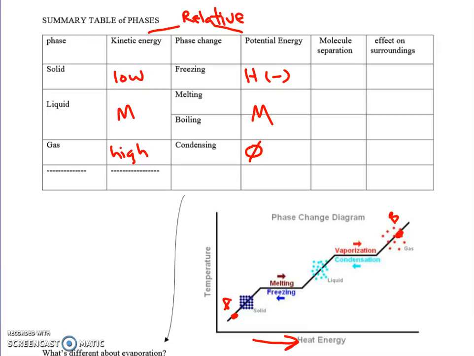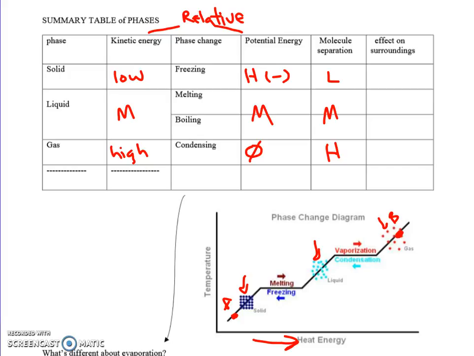So with potential energy goes molecular separation. And again, the diagram below kind of gives you an idea. This isn't much of a surprise. So we have a low molecular separation. Again, the baby bear, moderate, and here we're going to have a high molecular separation.